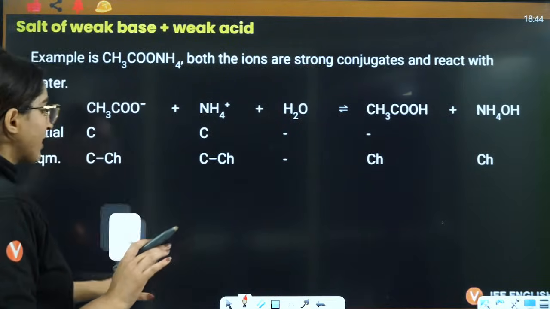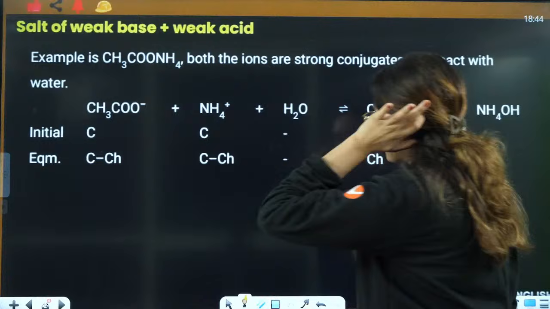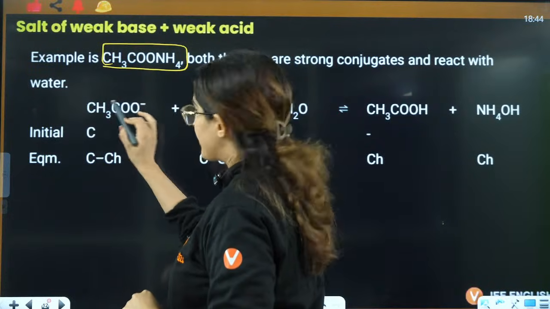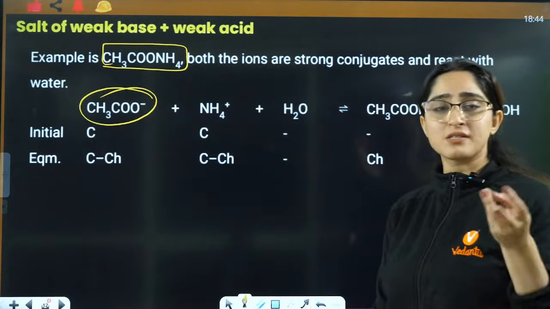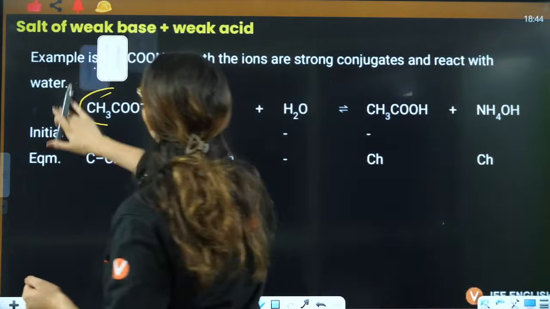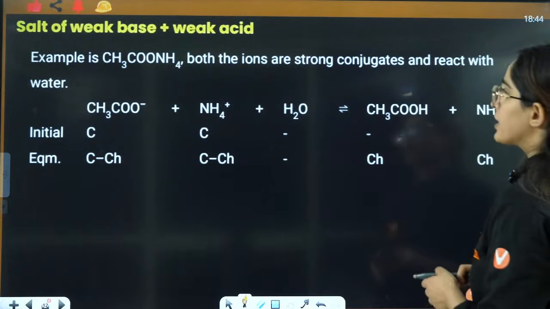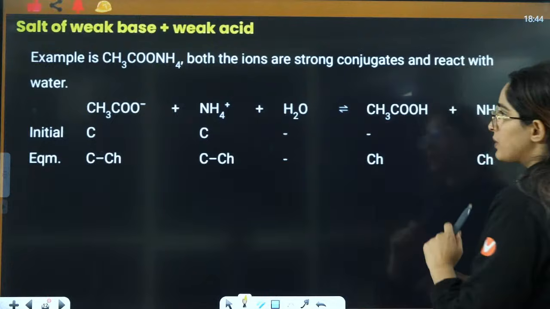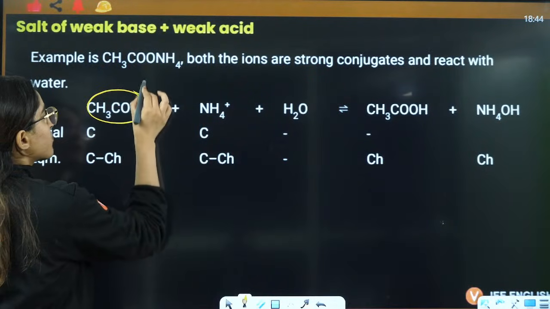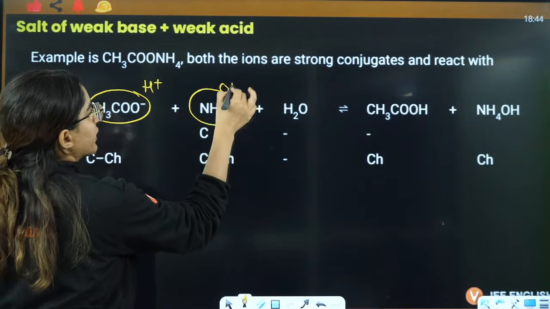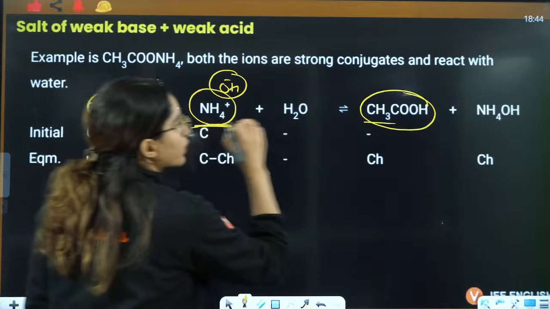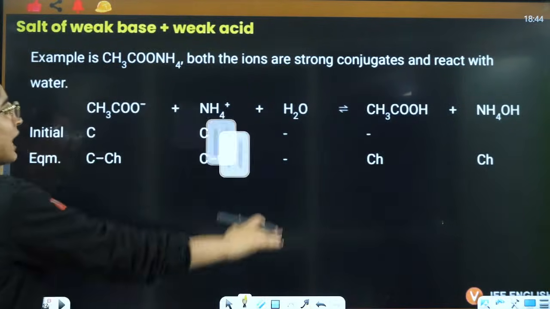Now let's talk about when you have both of them as weak. When both of them are weak, for example, you have this compound that is having CH3COO negative, which is coming from weak acid. This is coming from weak base, right? So both of them are weak. Both the ions of weak conjugates react with the water. Now in this case, you will see that both of them will react. This will gain H positive. This will gain OH negative. This will be converted to CH3COOH. This will be converted to NH4OH, right? And that will be the overall reaction.